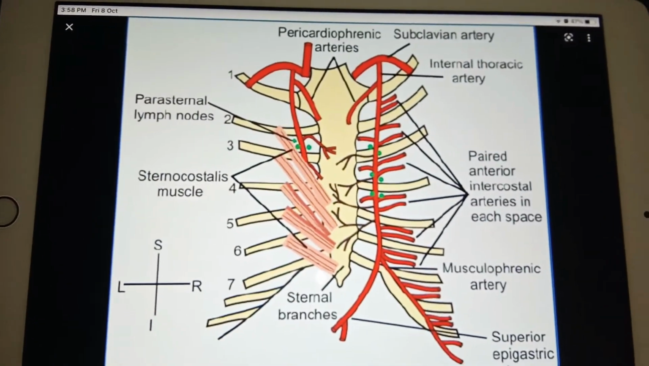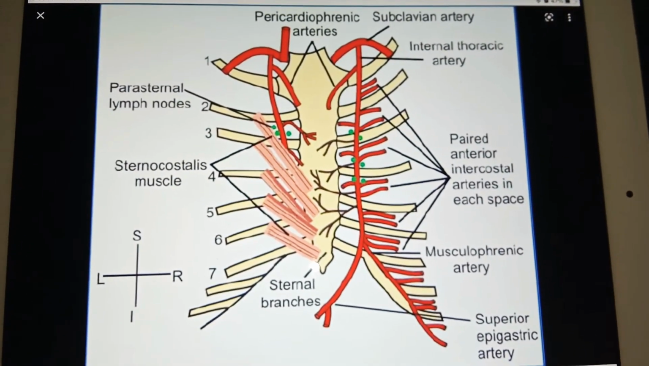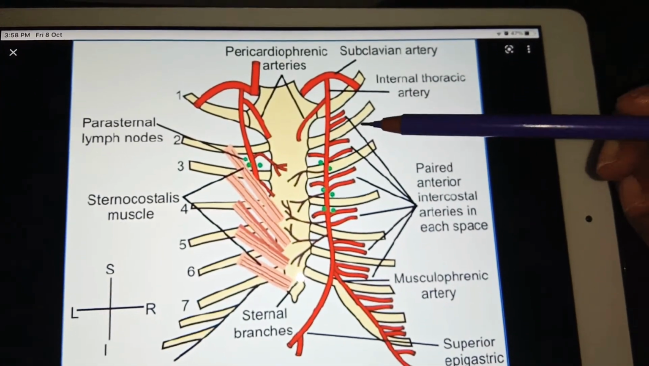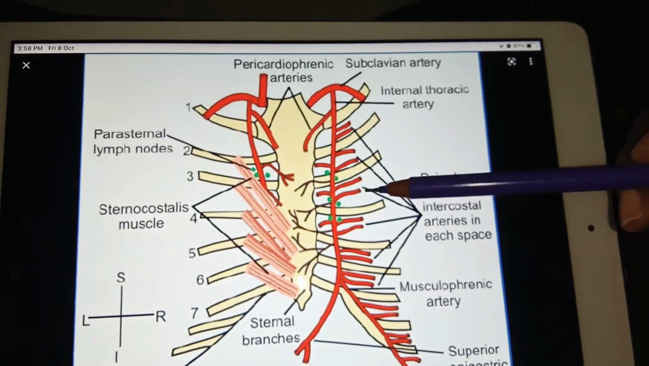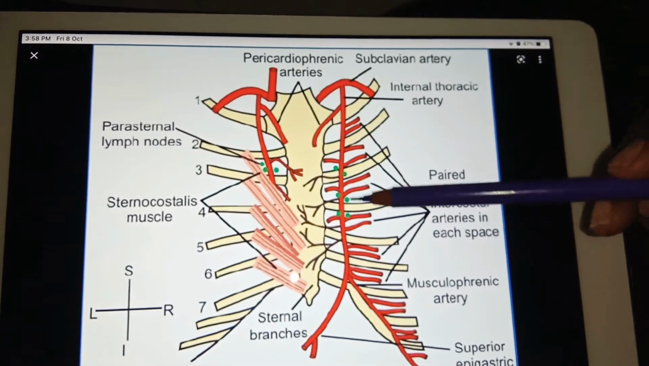Now we are going to start with arteries. So first we'll start with the internal thoracic artery. In the diagram you can see this is the internal thoracic artery, this red one, right? The internal thoracic artery is also called the internal mammary artery.